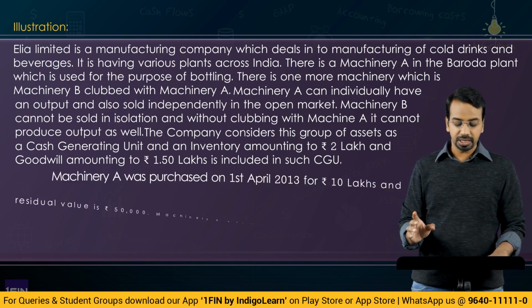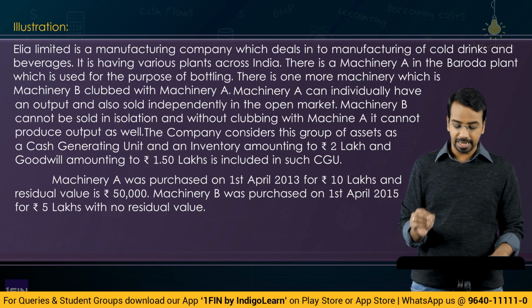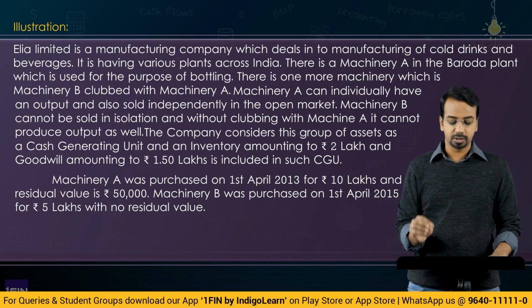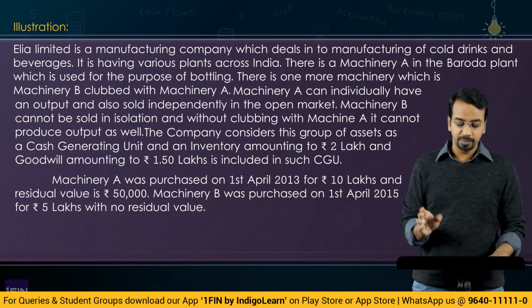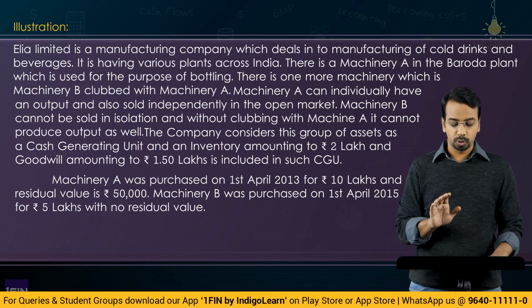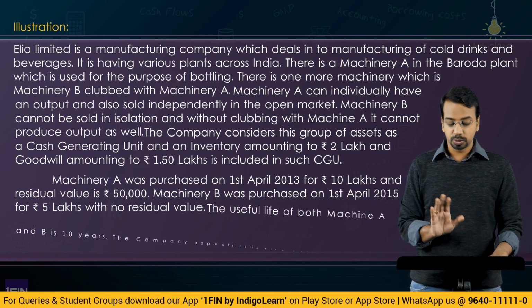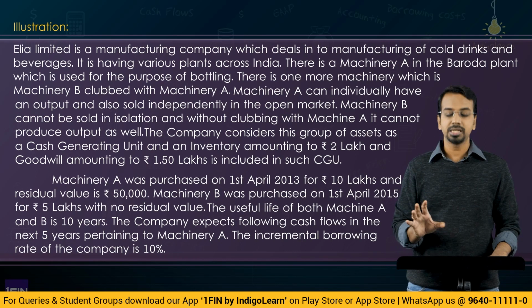Then, machinery A was purchased on 1st of April of 2013 for rupees 10 lakhs and residual value is estimated to be 50,000. Machinery B was purchased on 1st of April of 2015 for 5 lakhs with no residual value. So, there is no residual value for machinery B. The useful life of both machine A and B is 5 years.